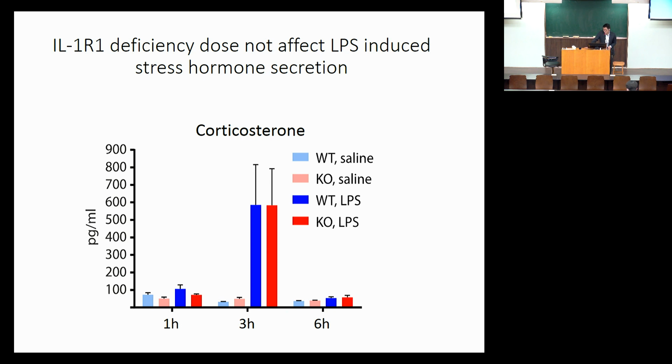First, I compared the corticosterone level after injection of LPS between knockout mice and wild-type mice. As you can see, 3 hours after LPS injection, both wild-type and knockout mice have an increase of corticosterone level. It means both wild-type and knockout respond to the LPS injection, and knockout mice have normal responsiveness to the LPS as wild-type mice have.